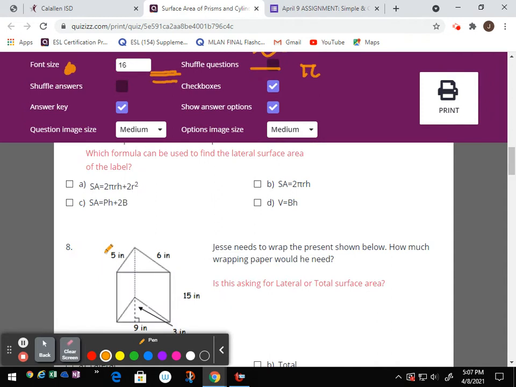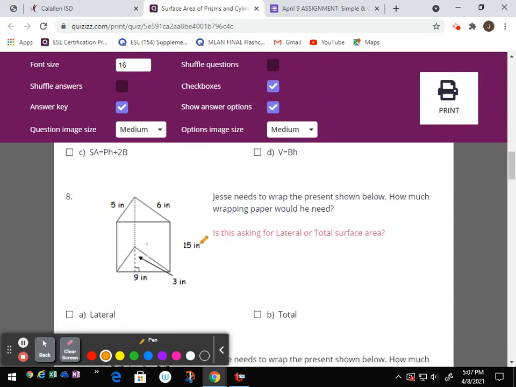Going on to question 8. Number 8 says, Jesse needs to wrap the present shown below. How much wrapping paper would he need? Is this asking for lateral or total surface area? If you were to wrap a present, you're not just going to wrap the sides of the present so that people can see the inside of the gift. You're going to wrap the tops, the bottom, all the sides, the whole thing. If we're talking about the whole thing, total surface area is what you need to find for a present, okay?